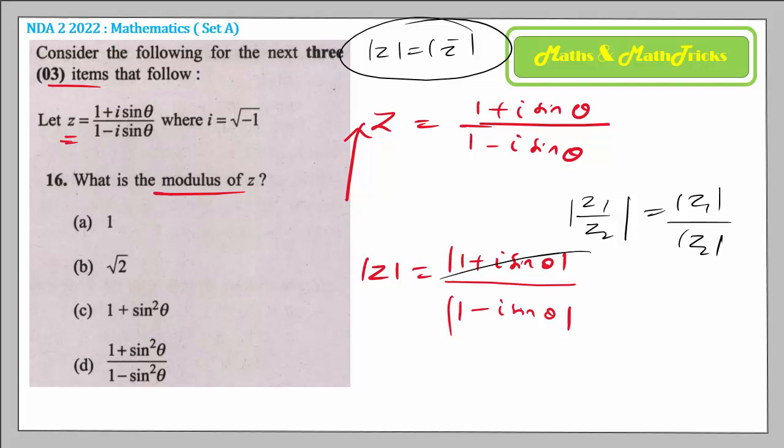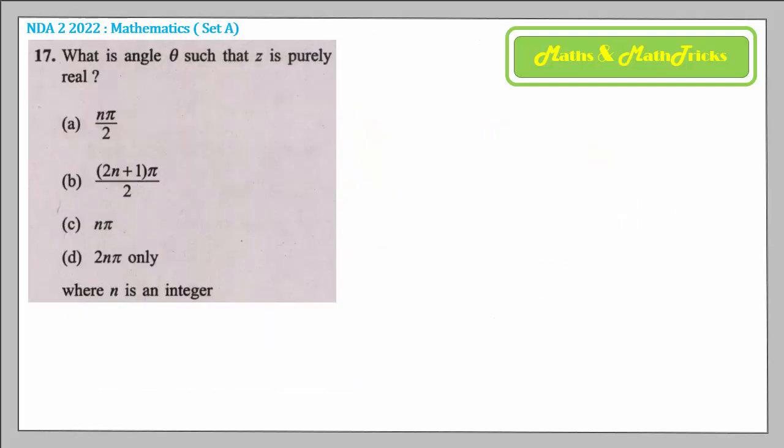So when you apply this, this is equal to 1. Simultaneously, you need not sit for calculation of it. So option A. Coming on to the next question, they ask what would be the angle theta when you know that Z is purely real.